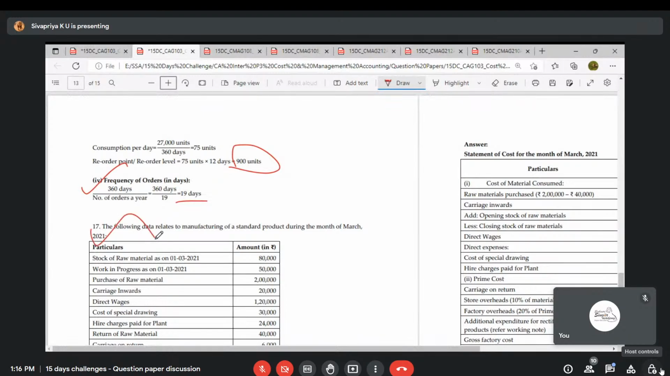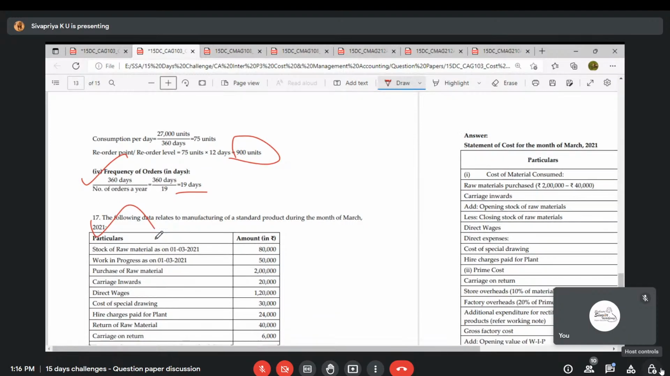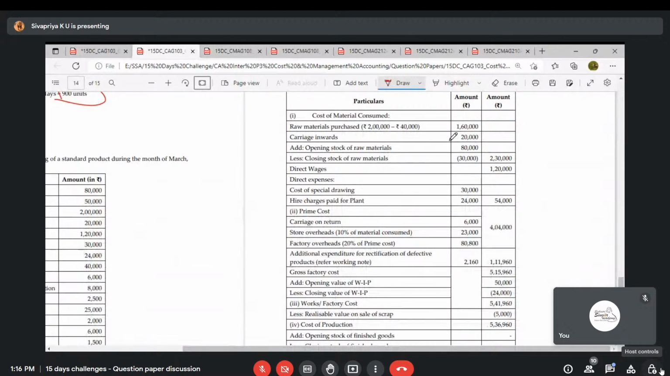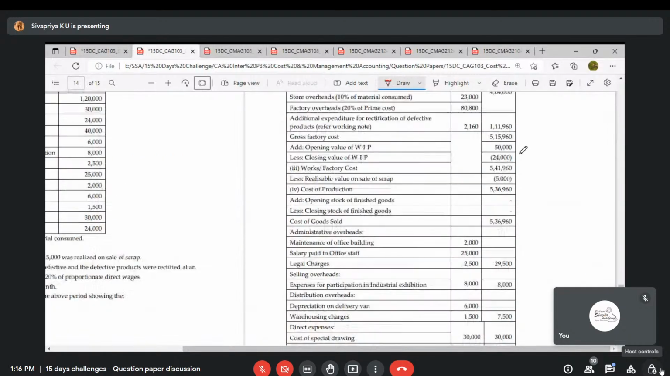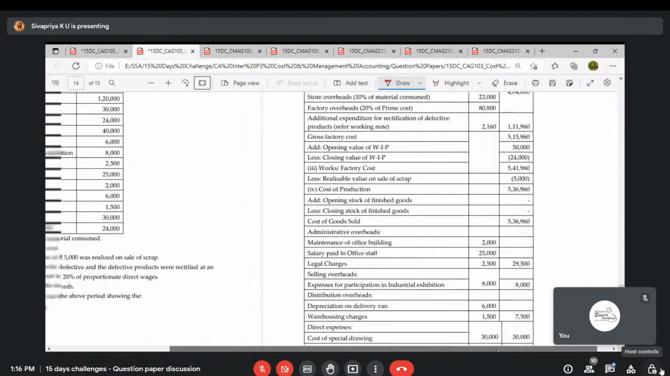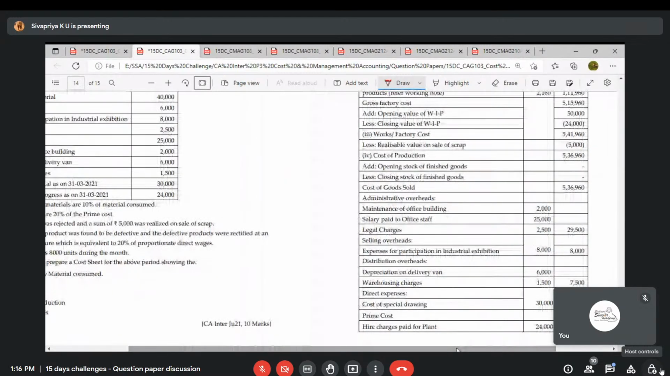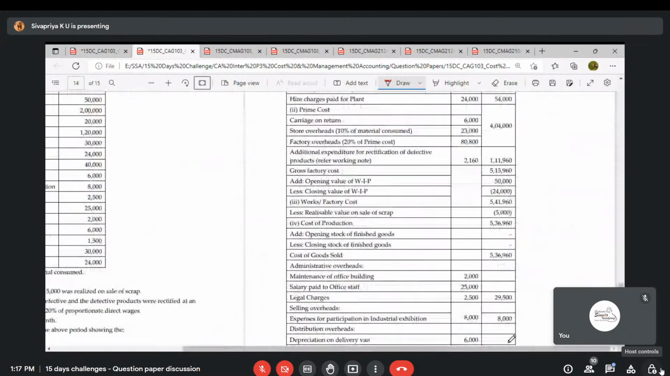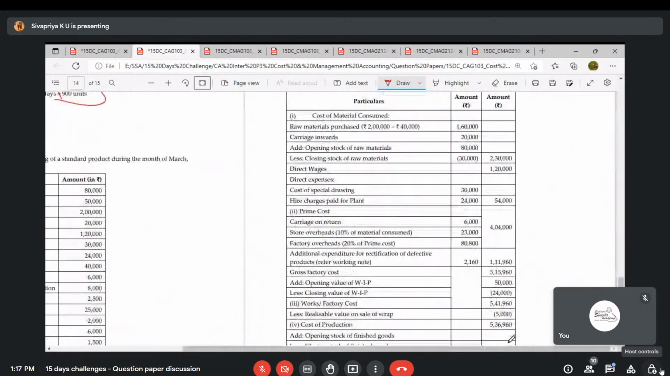Question number 17, preparation of cost sheet. So this is the solution. First, the question asks for raw materials consumed, prime cost, works cost, cost of production and cost of sales. So raw material consumption 2,30,000, prime cost 4,04,000.